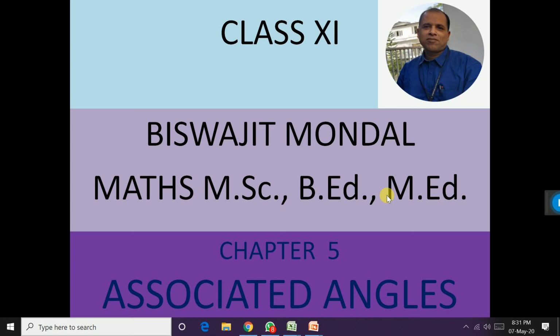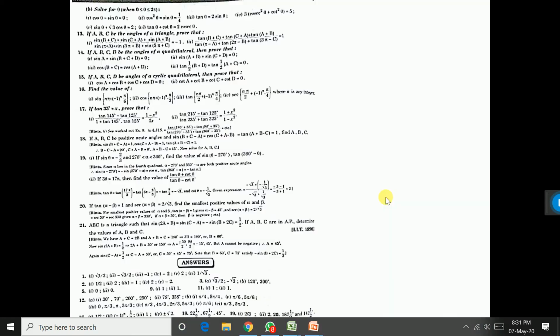Now I will do the remaining associated angles sums from the book of Shah and Shah, Kullani publisher. These are the sums I am going to do. You take the screenshot since you do not have the book, so that you can solve the sums.